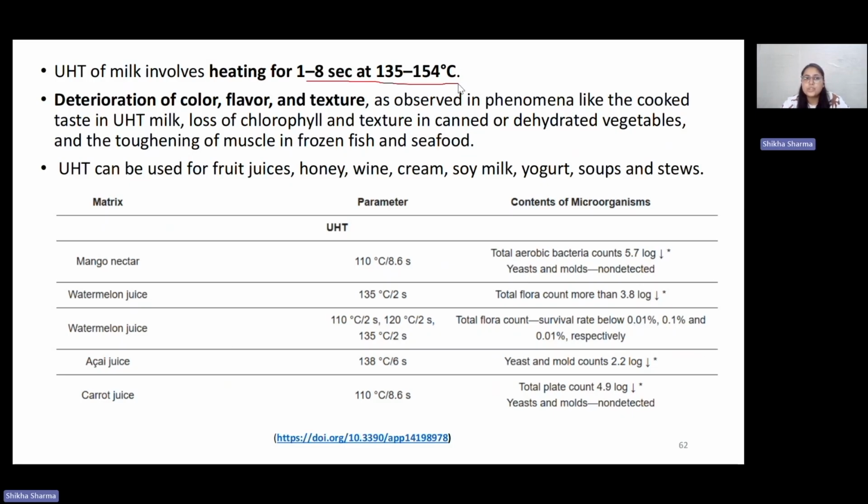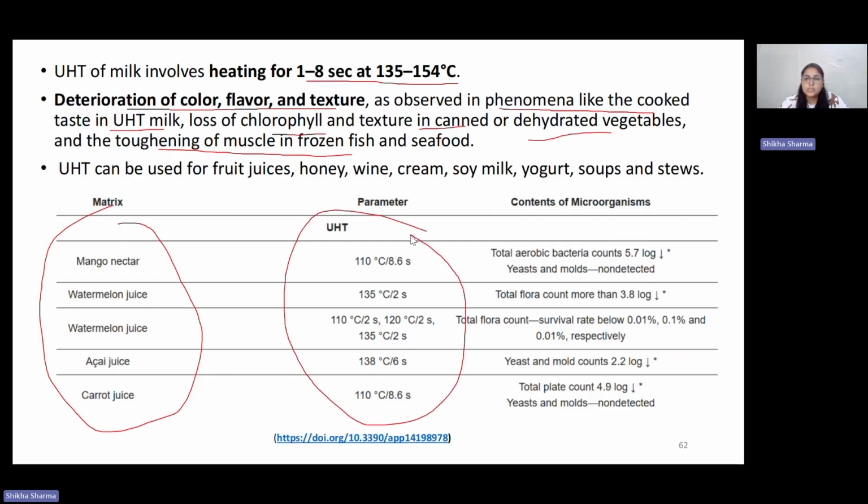to 154 degrees Celsius. Because of the UHT process, some undesirable changes can occur, like deterioration of color, flavor, and texture, as observed in phenomena like the cooked taste in UHT milk, loss of chlorophylls and texture problems in canned and dehydrated vegetables, and toughening of the muscles in frozen fish and seafood. These are the different effects, and then there are fruit juices and nectar, about their UHT processing condition and how they control the microorganism count.